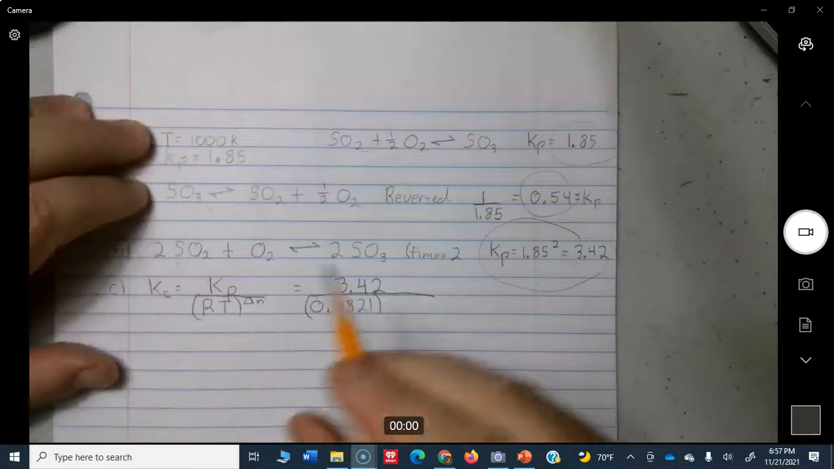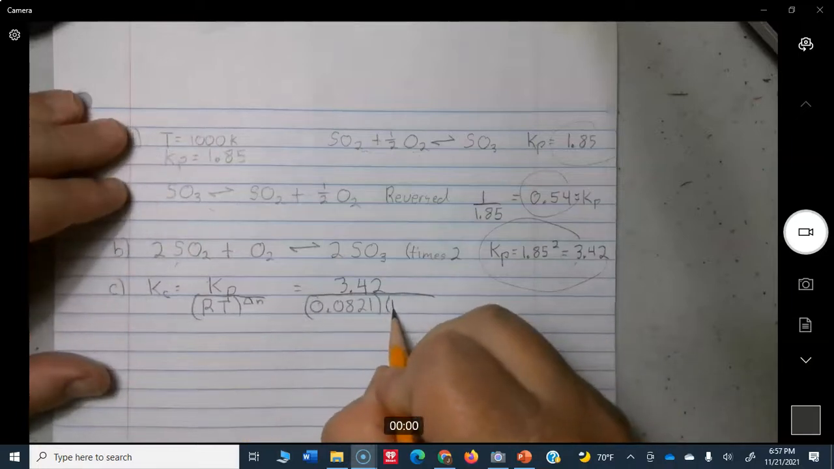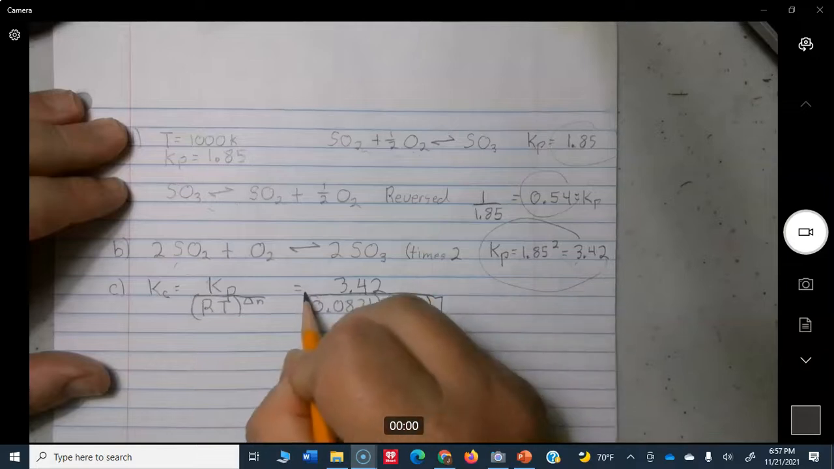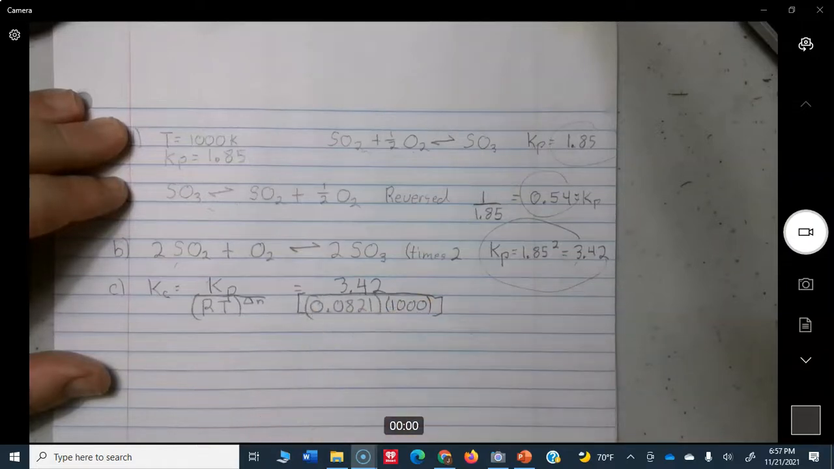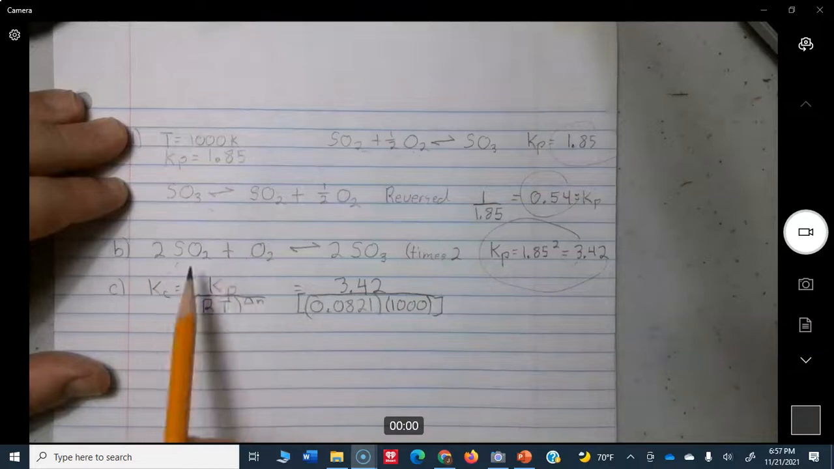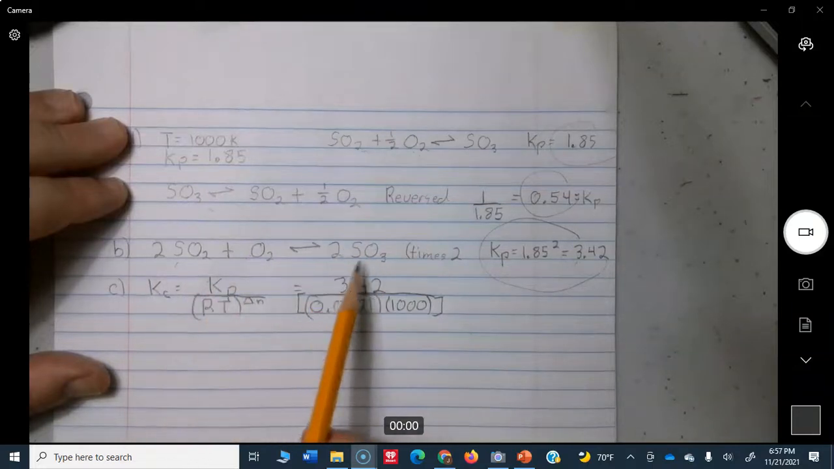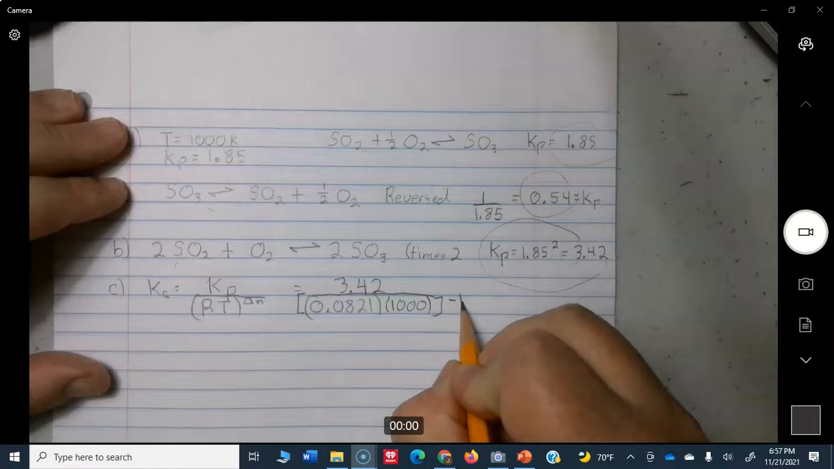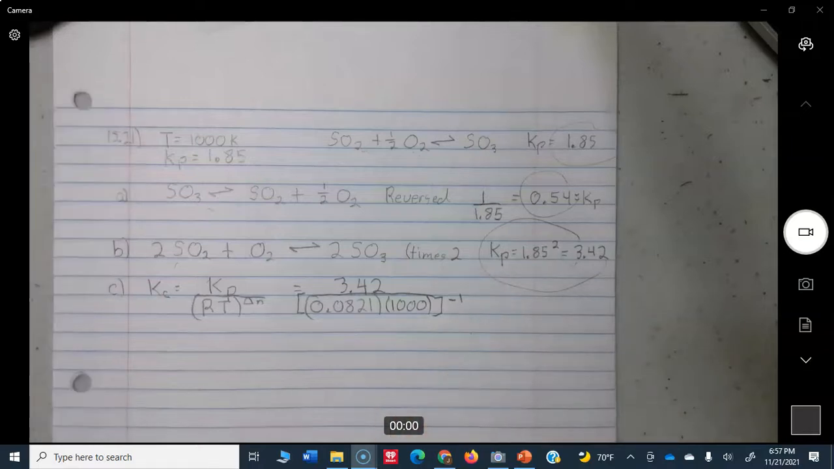Temperature is given to you in Kelvin, so you don't need to make any adjustment there. And then we need to raise that to the change in moles. So here we have 2 plus 1. There's 3 moles on the reactant side, and there's 2 moles on the product side. So that's going to be a -1. The number of moles went down by 1. Okay, so we can go ahead and do this.